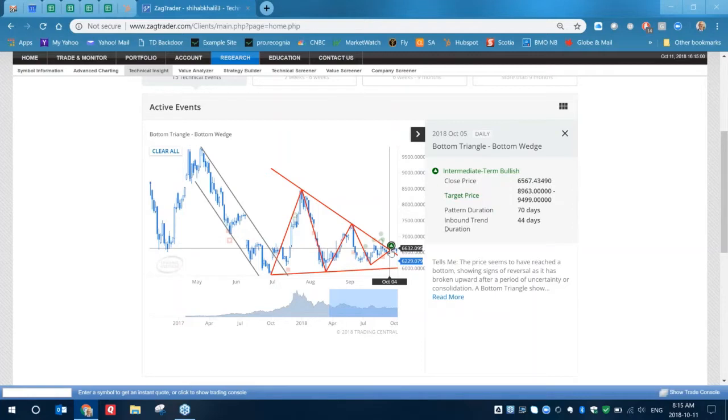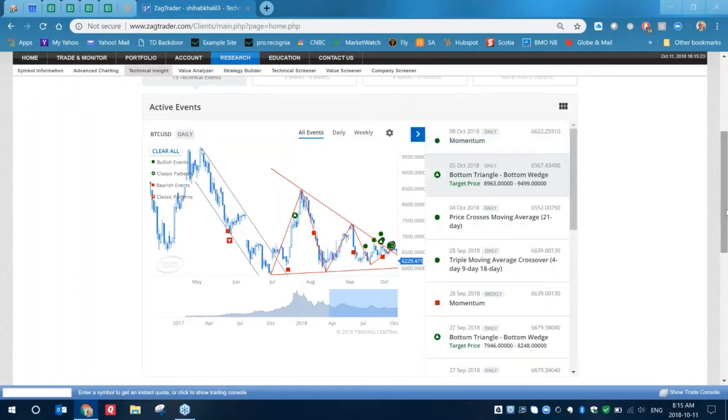So this particular bottom triangle suggests an upward target for the Bitcoin US dollar cross of 89.63 to 94.99, up from the closing price of 65.67, and we think that's going to take around 70 days to take effect. So this particular pattern would suggest a reversal in the price of Bitcoin.